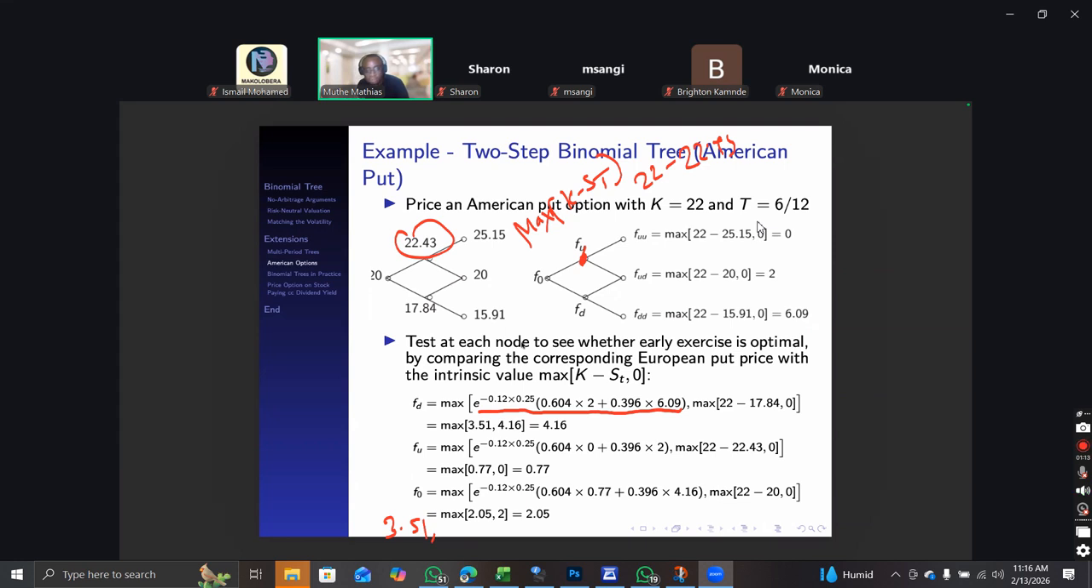Oh, I made a mistake. What is the... it is okay, right? Yeah, it is 0. No, it is FU, yeah, it is 0. I made a mistake copying the number, right?